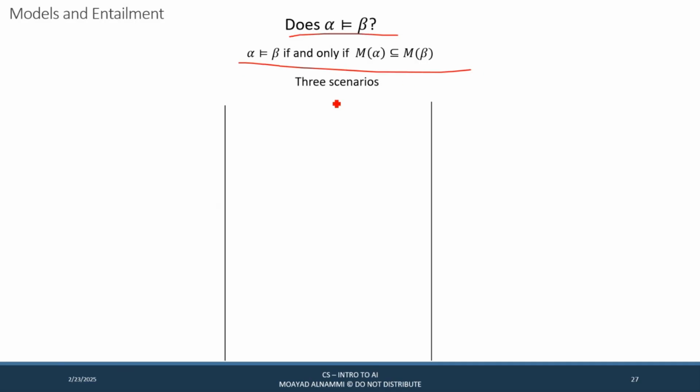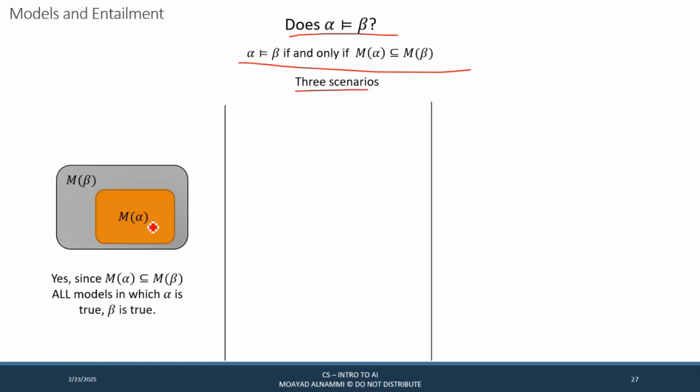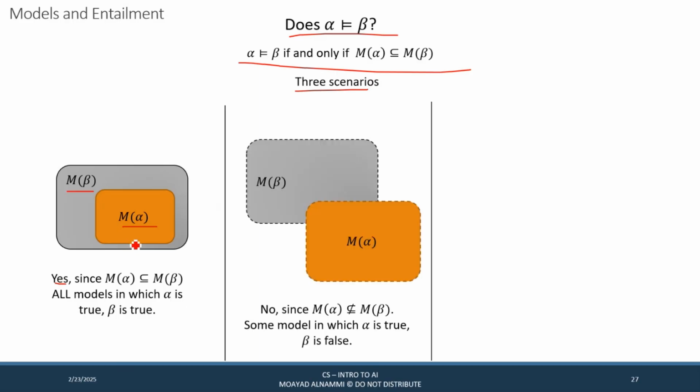We follow this rule set. You can have three possible situations. The answer to it is yes, because your set of models in which alpha is true, M of alpha, is also within M of beta. The answer could be no. Why? Because you may have your M of alpha not being a subset of your M of beta. Some model in which alpha is true, beta is false. This doesn't mean that alpha is a false statement. All it means is that we don't know so far.